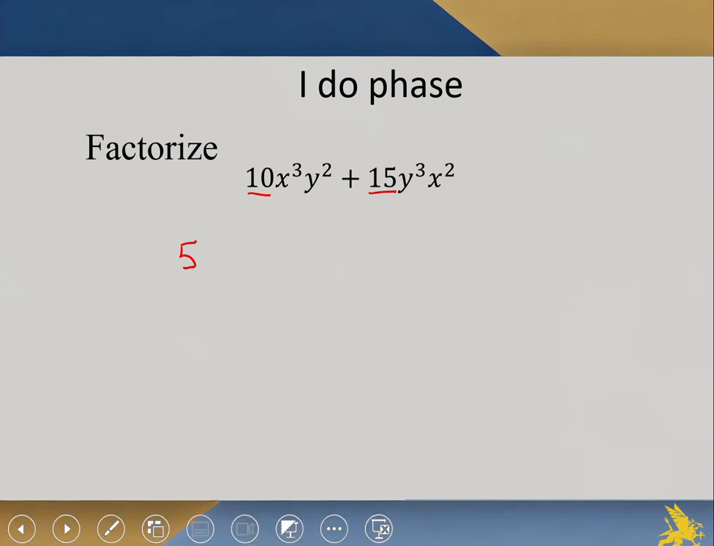The next part is I look at my letters. In this case, my x's, the highest amount of x's that each term has, that would be x to the power of 2. I can't take anything more out of this one. So even though I've got x to the power of 3 there, I'm just going to grab x to the power of 2. What's the highest common amount of y's? Again, I've got 2 there and 3. So that would be y to the power of 2 that is taken out.